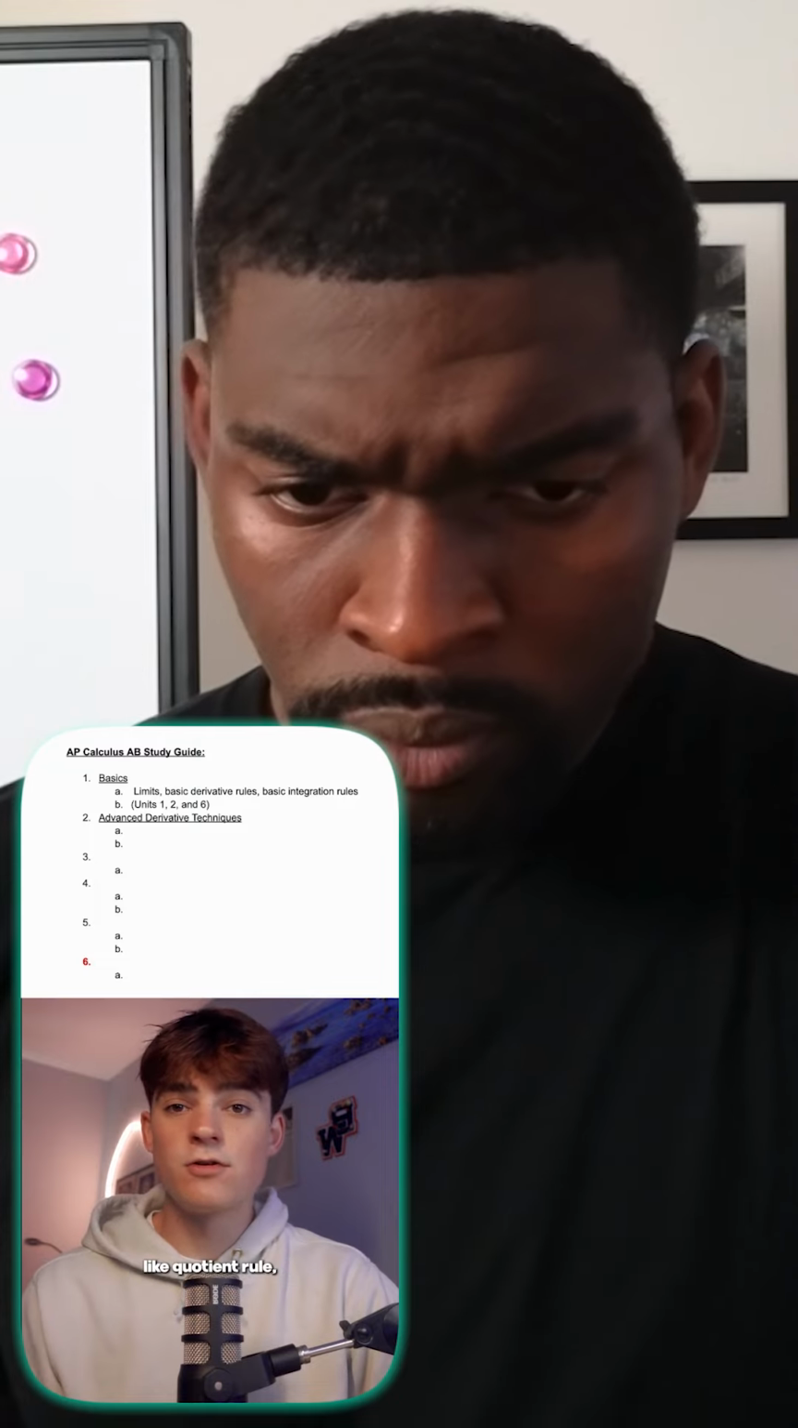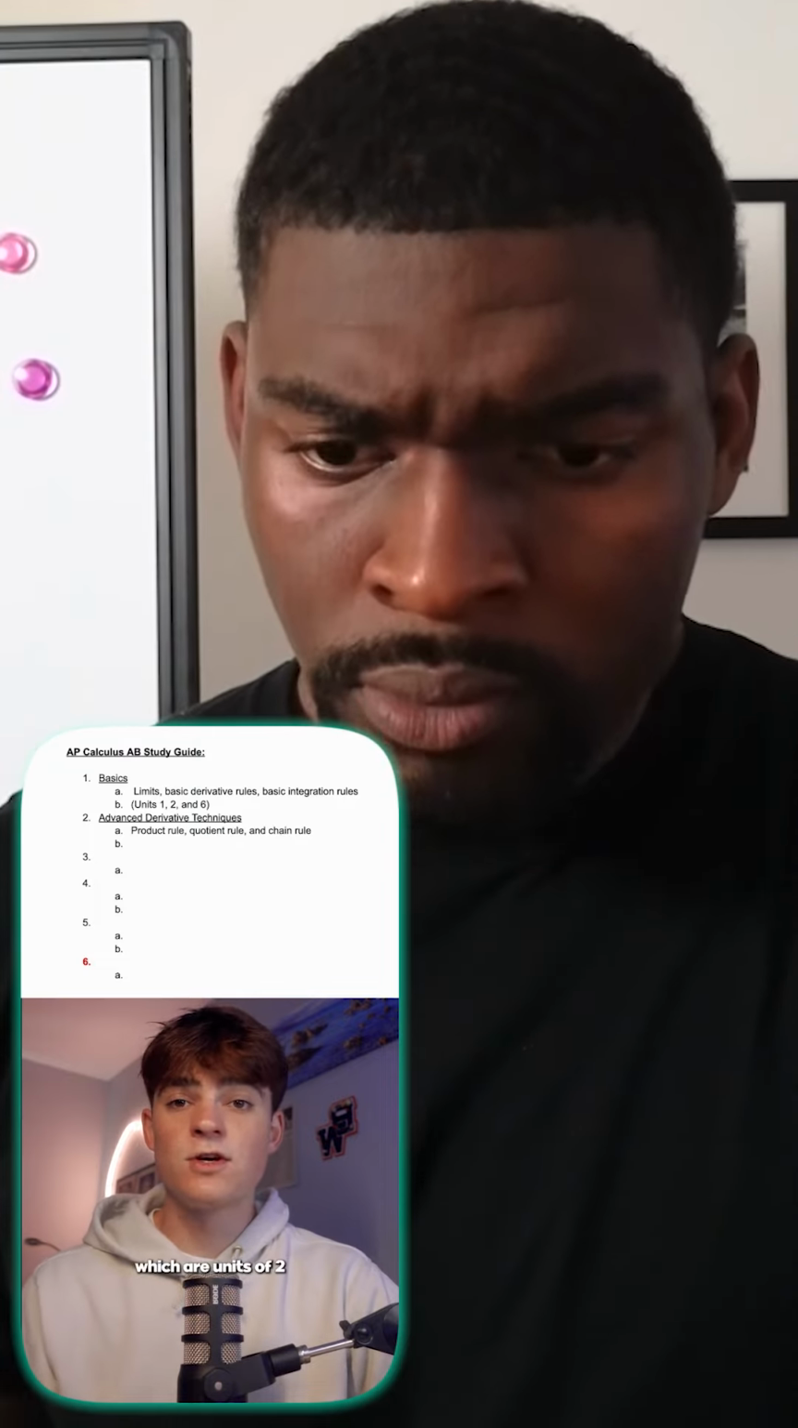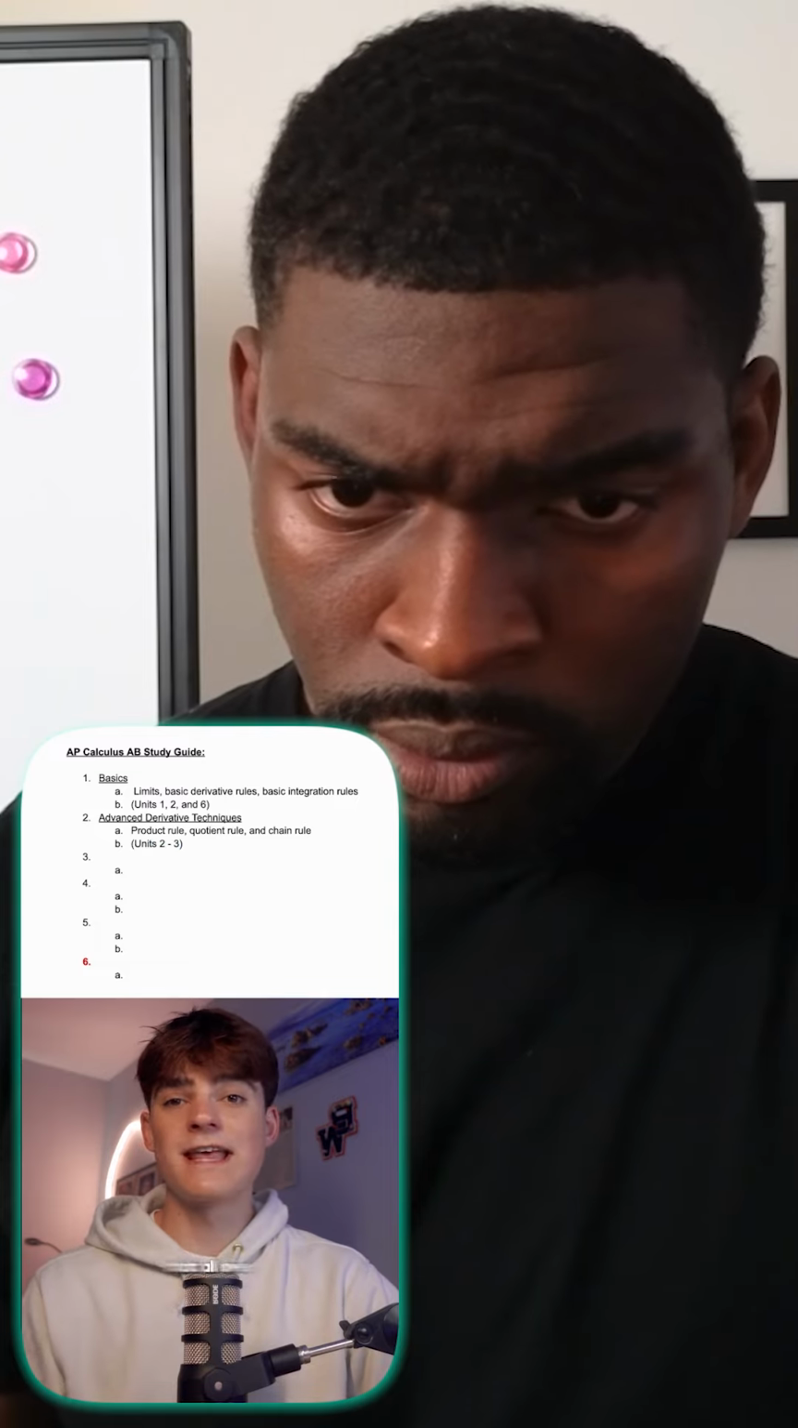Then, when you have that firm foundation, look at more advanced derivative techniques like quotient rule, product rule, and chain rule, which are units 2 to 3. Specifically chain rule because you're going to need that all over the test.